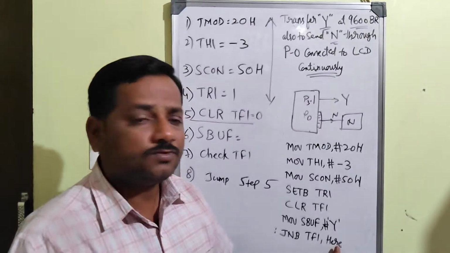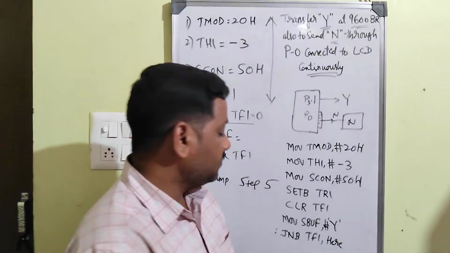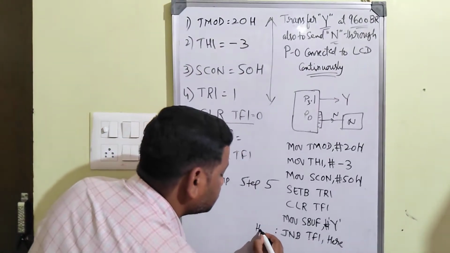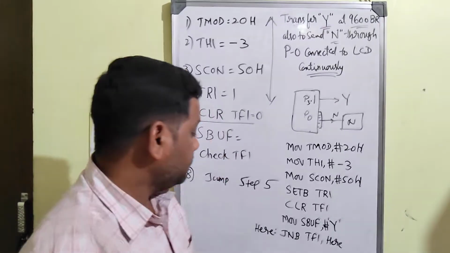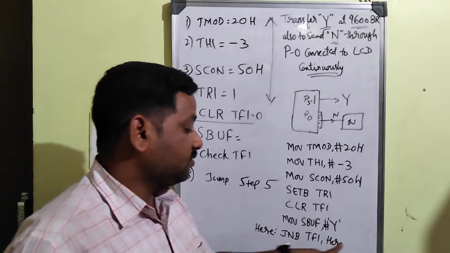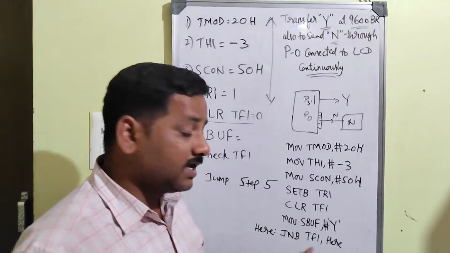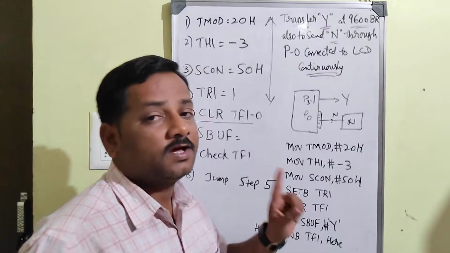What do you need to do? I don't want to go anywhere. I want to be in the same line. So I write the same label here. Okay, so if there is no bit, it will be in this loop only. It will stay in this line until and unless this TF1 becomes high.